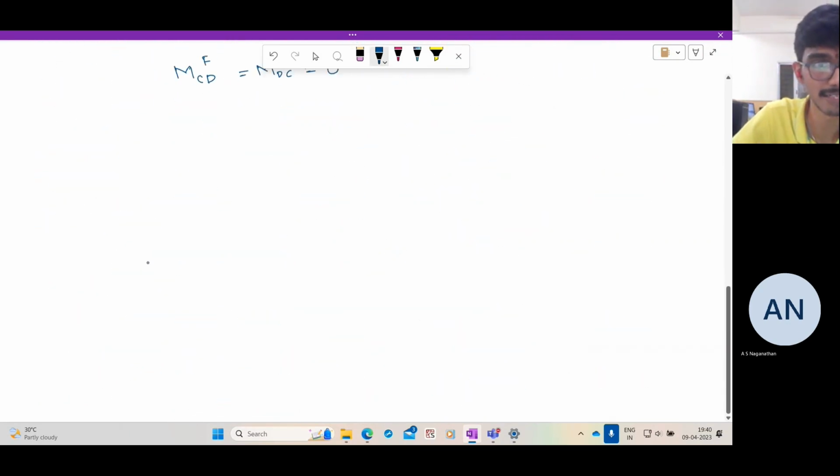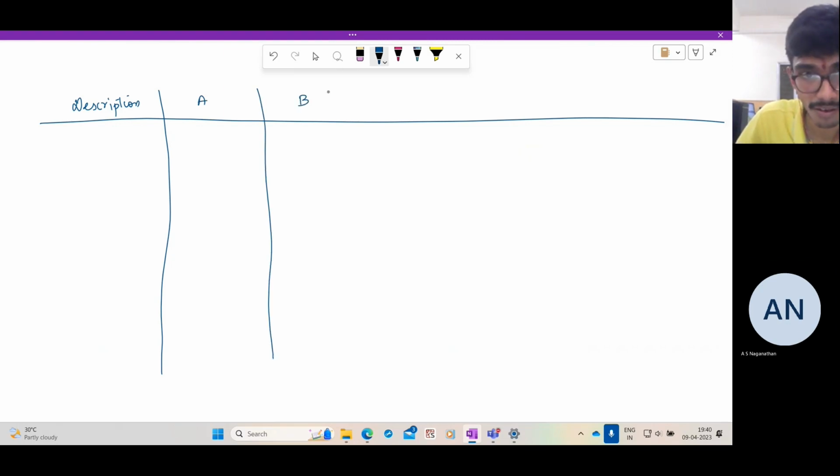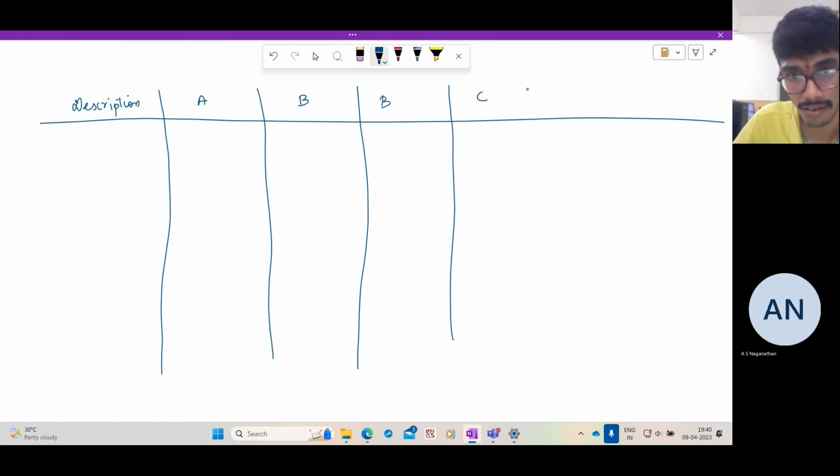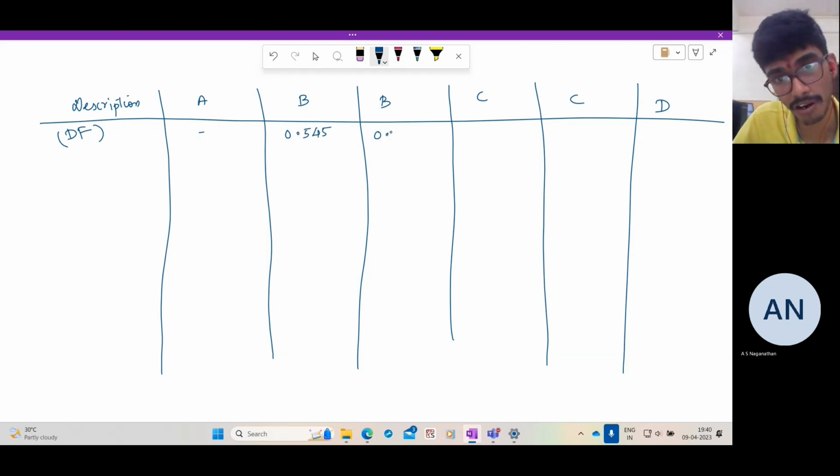Now let's get started with the moment distribution. So here we have joints A, B, in span AB, then B, C, C, and then D. So the distribution factors are as follows. We have A, it doesn't matter, it's a fixed end. Here it is 0.545. Here it is 0.455. Here it is 0.455. 0.545. And here it doesn't matter.